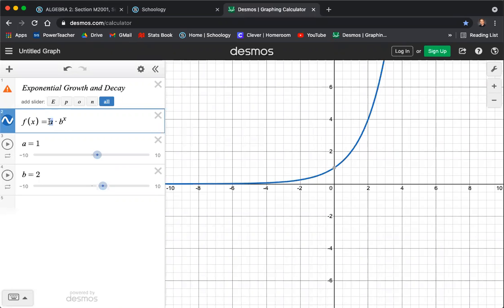Now a is known as the initial value. So a is equal to 1, and that's why the y-intercept is also equal to 1. It's how much you started with of some substance. B is known as the growth rate.